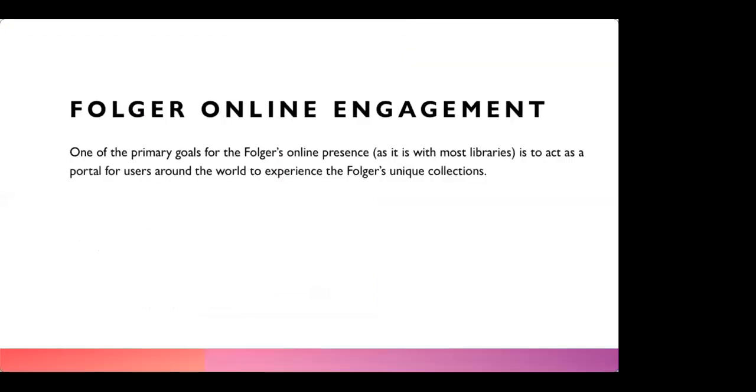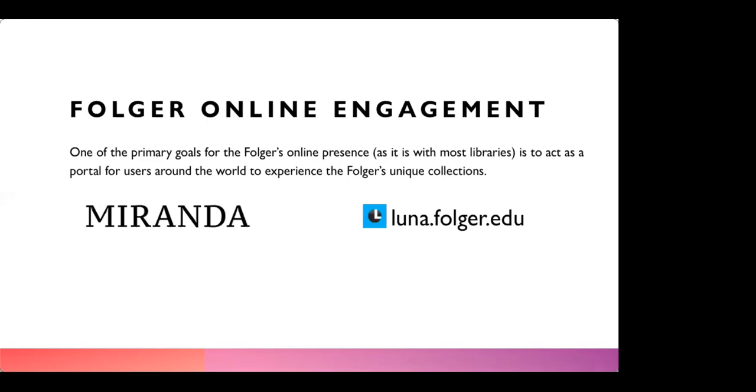As with most libraries, and particularly special collections libraries, it's very important for the Folger that our online offerings work effectively as a portal for users around the world to experience the Folger's unique collections. We have two main platforms where users can encounter our collections in the form of IIIF images: Miranda, our digital collections platform that includes catalog records and digital media, and Luna, the Folger's legacy image platform.